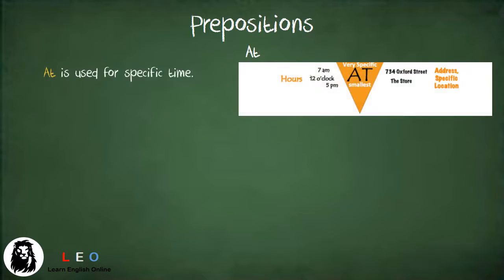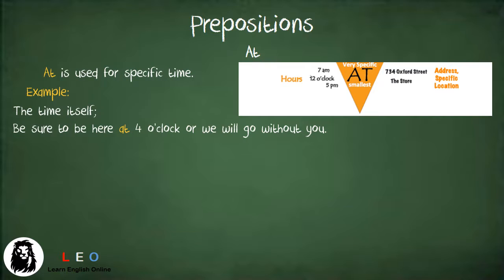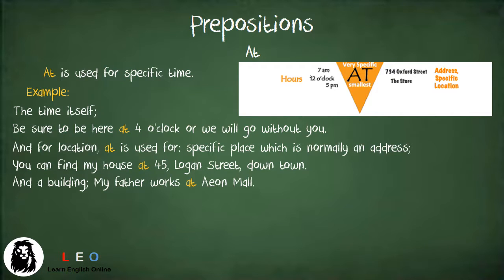Finally, let's review at. At is used for specific time. For example, the time itself. Be sure to be here at 4 o'clock, or we will go without you. And for location, at is used for a specific place, which is normally an address. You can find my house at 45 Logan Street, downtown. And a building. My father works at Heon Mall.